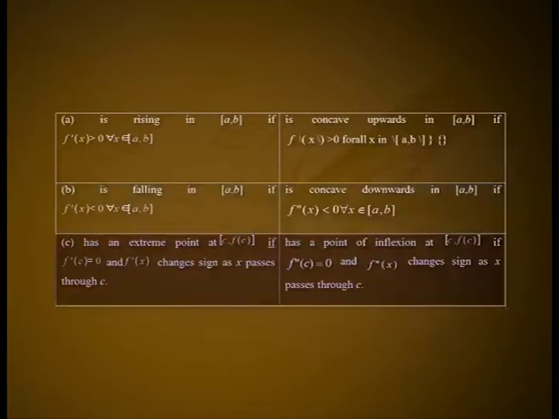C, has an extreme point at the point c comma f of c if f dash of c is equal to 0 and f dash of x changes sign as x passes through c, and has a point of inflection at the point c comma f of c if f double dash of c is equal to 0 and f double dash of x changes sign as x passes through c.